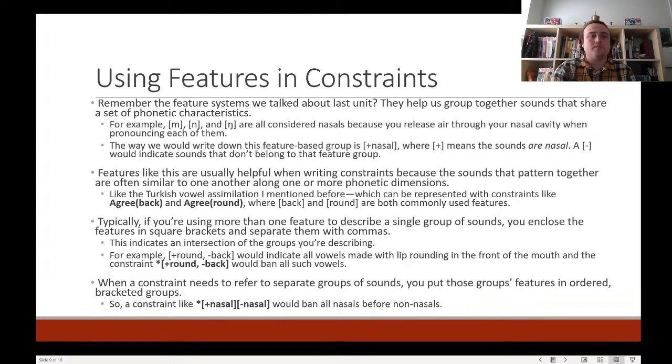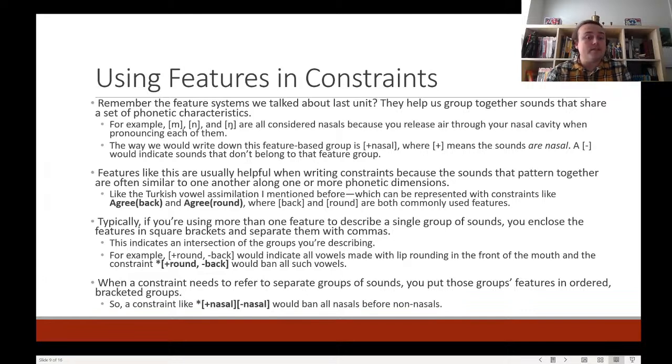So features like this are really helpful when writing constraints, and that's because the sounds that pattern together in phonotactic patterns are often similar to one another along one or more of those phonetic dimensions. So that Turkish vowel assimilation I mentioned before, you can use constraints like agree back and agree round, where back and round are commonly used features. You can just pull those and use them both here for Turkish and for a lot of other patterns in a lot of other languages.